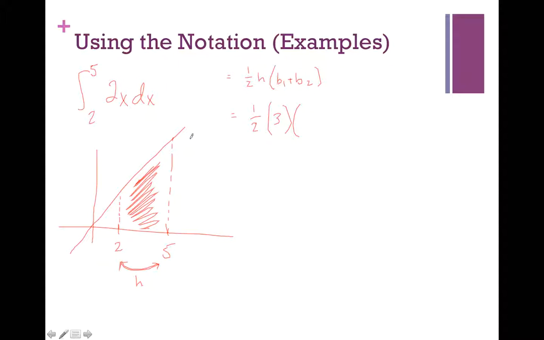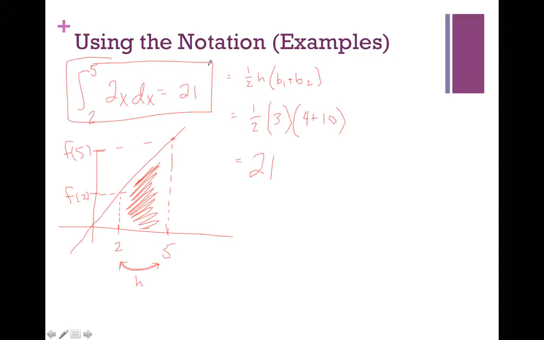And b1 and b2 are f of 2 and f of 5. f of 2 is 4, and f of 5 is 10. 4 and 10 make 14. Half of that is 7, times 3 is 21. So the answer to this question is 21. Notice I've used a couple of area formulas that we need to remember. This one is for a trapezoid.